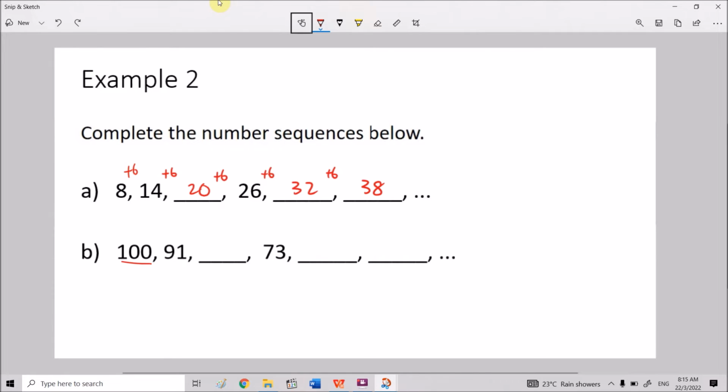Next, from 100 to 91, subtract 9 from 100. 91 minus 9, you get 82. Now we want to check, 82 minus 9, you get 73, which is the same as 73 here. Hence, subtracting 9 is the pattern. So we can continue with the rest. 73 minus 9, you get 64. 64 minus 9, you get 55.